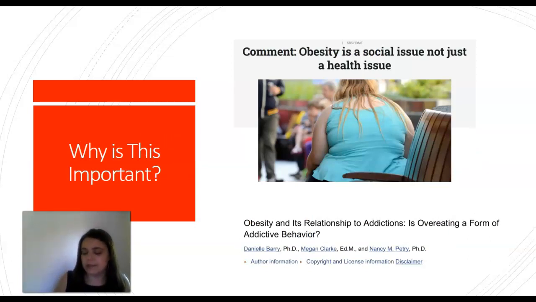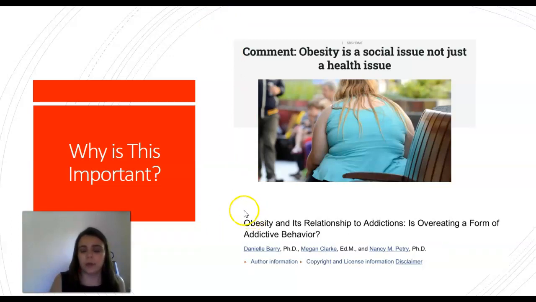Okay, so this isn't just an academic issue. There are real life implications for how we think about this, right? So consider the topic of obesity in these headlines that I have listed here. One way to think about obesity is to think about it as a social issue. So we have this headline here that says obesity is a social issue and not just a health issue.